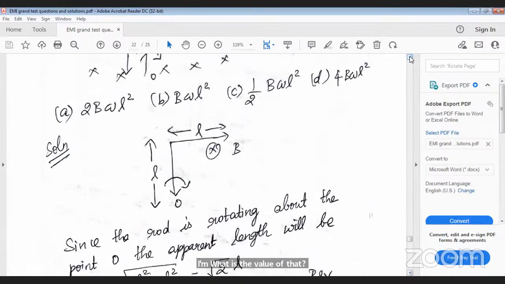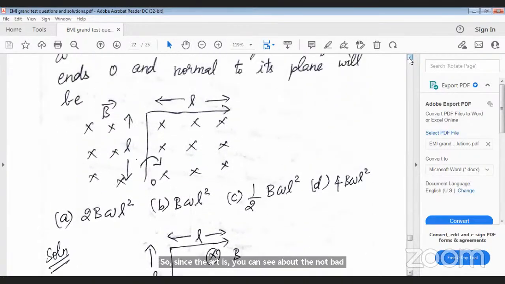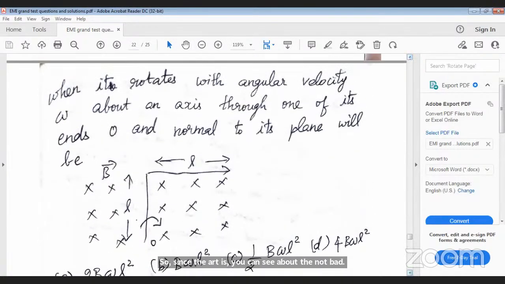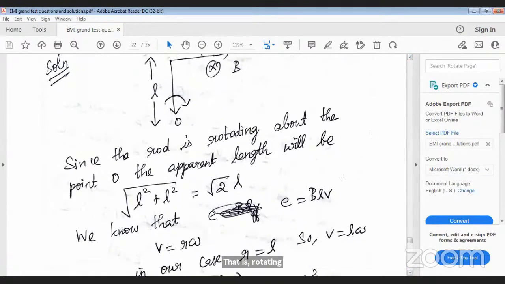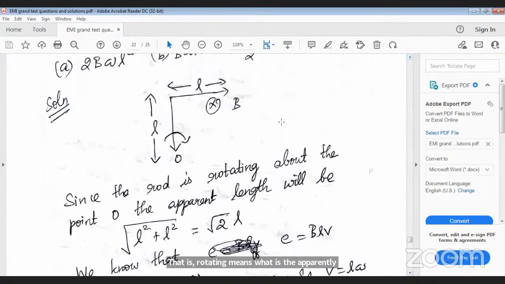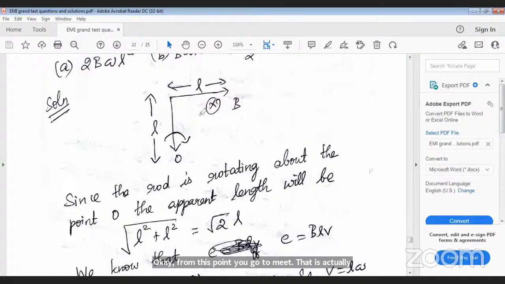Since the rod is rotating about the point O, what will the apparent length be? Apparent length means from this point O to B. That is actually the apparent length. Since this L-shaped rod is rotating, the apparent length is O to B.